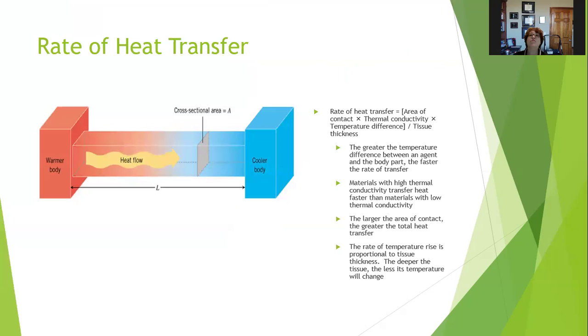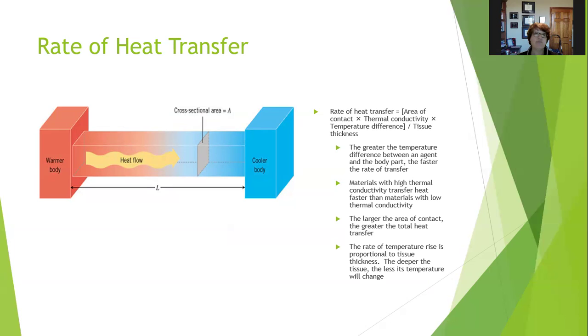The rate of heat transfer is the area of contact times the thermal conductivity times the temperature difference between the two surfaces, divided by the tissue thickness. We're not going to calculate that. It's just giving you an idea. The greater the temperature difference between the thermal agent and the body part, the faster the rate of transfer is going to be. Materials with high thermal conductivity transfer heat faster than materials with low thermal conductivity. The larger the area of contact, the greater the total heat transfer.